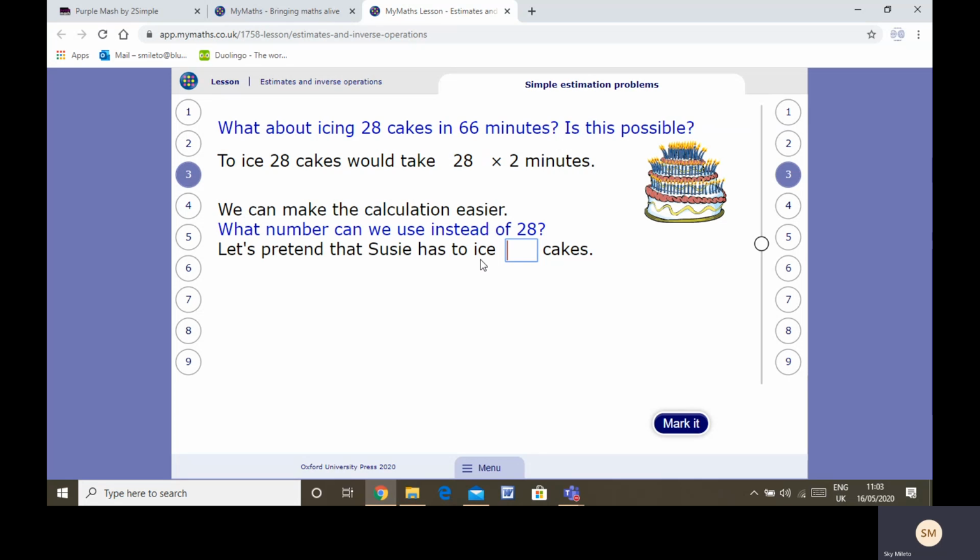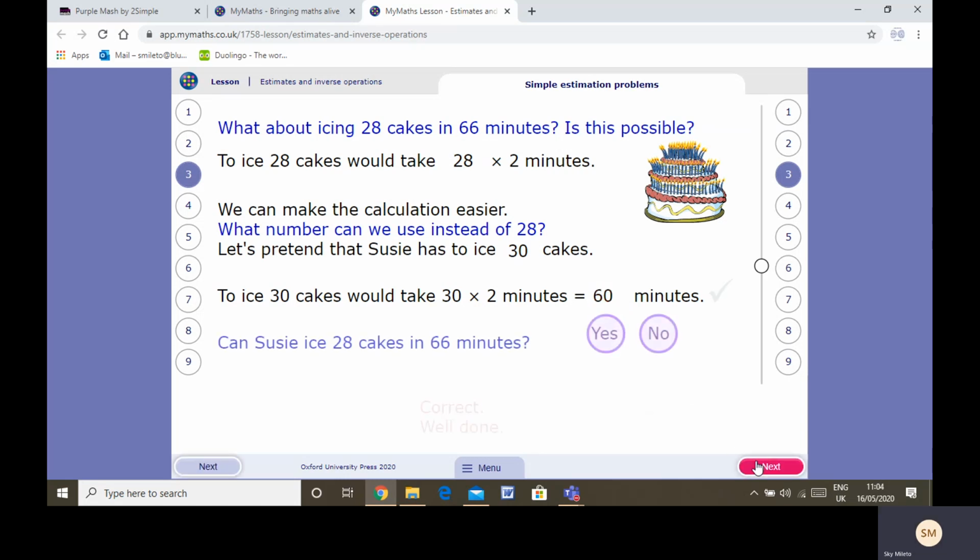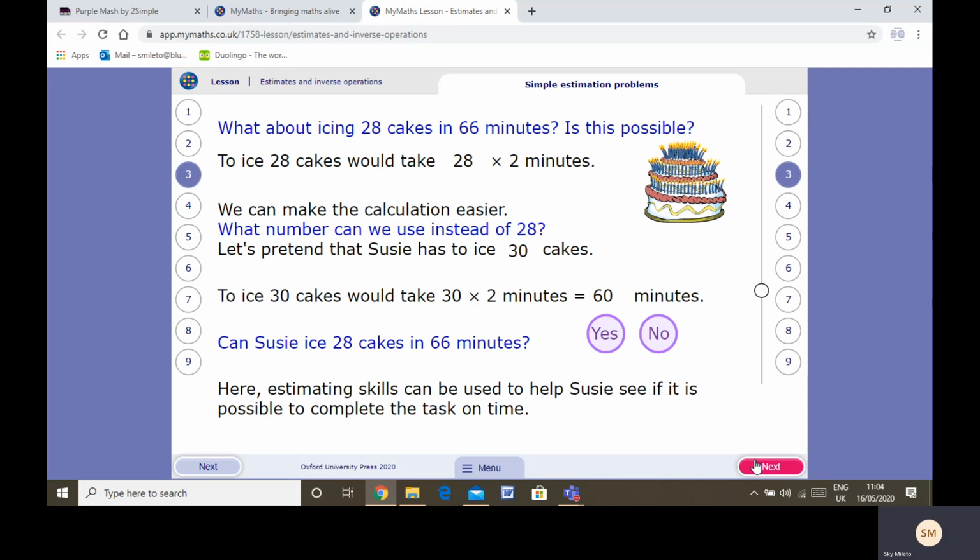Instead of using 28, we can pretend that she had to ice 30 cakes. To ice 30 cakes, 30 times 2 would be 60 minutes. So it would take her 60 minutes to ice 30 cakes. Could she do 28 cakes, a smaller amount of cakes, in 66 minutes, a longer amount of time? Yes, she definitely could. Okay.